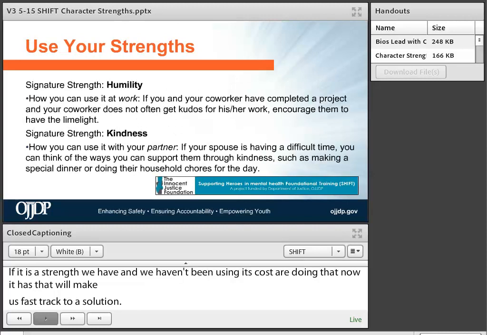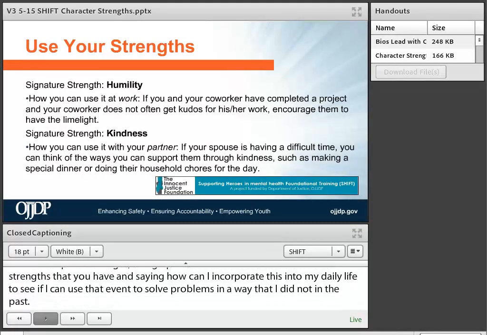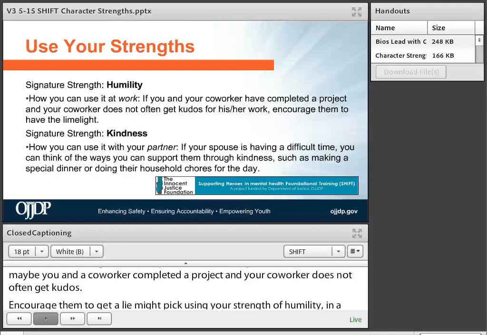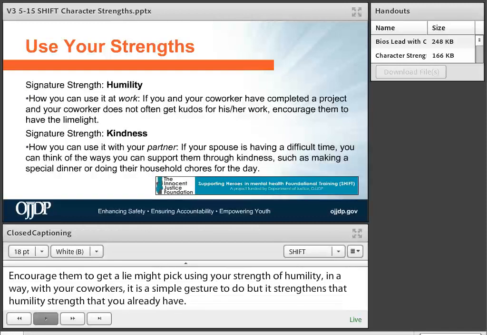So with the strength of humility, for instance, how you can use it at work. So maybe you and a coworker have completed a project and your coworker does not often get the kudos. Encourage them to have the limelight. So that's using your strength of humility in a way with your coworkers. It's a simple gesture to do, but it strengthens that humility strength that you already have. So you can do it at work. You can give the kudos to your coworker.